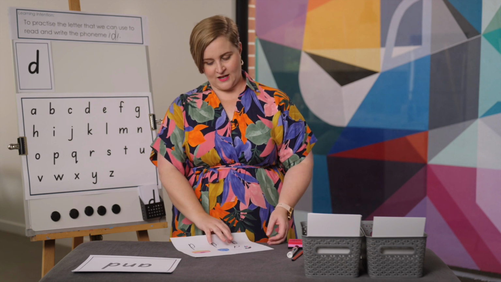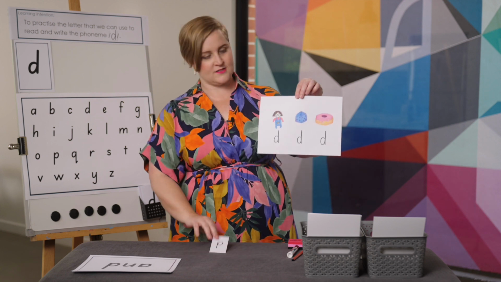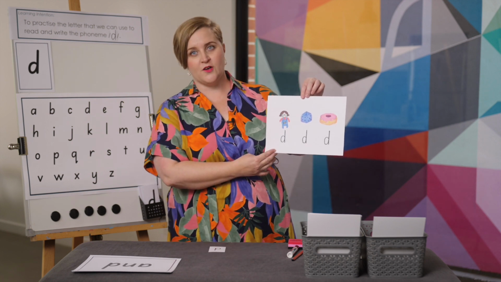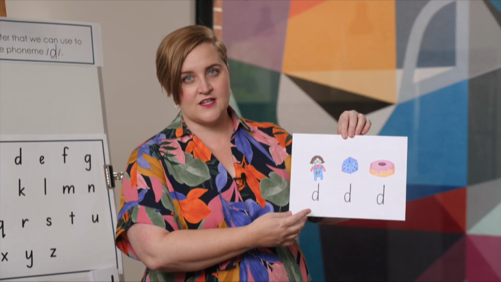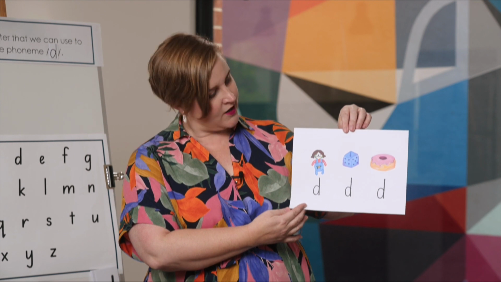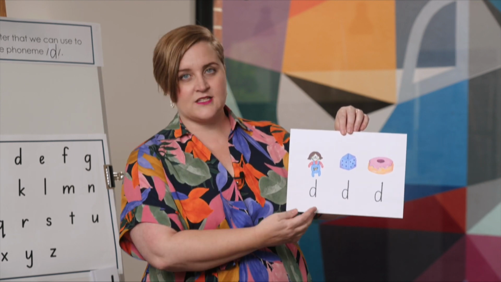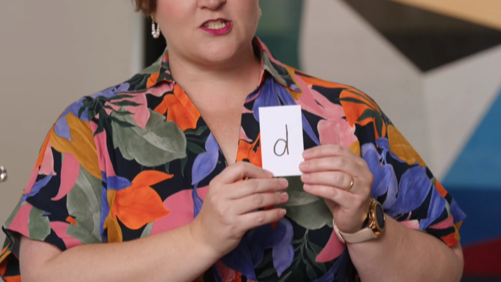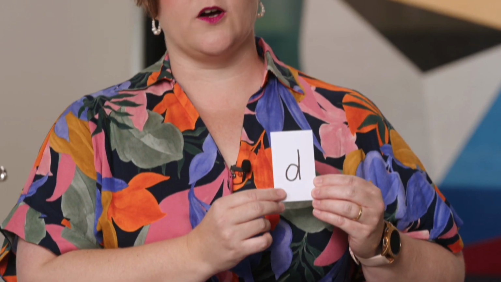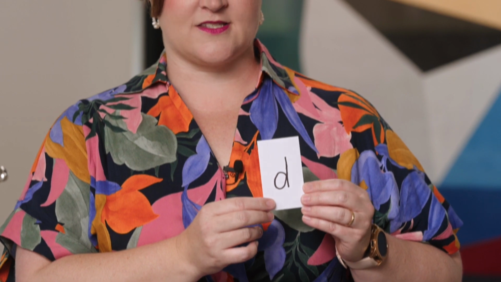Let's get started. How did you go in our last lesson, drawing things with the phoneme D? Remember, I drew a doll, a dice, and a delicious donut. I also wrote the letter D underneath each of my pictures. Did you manage to make yourself a letter tile as well? We'll be using these later in our lesson.